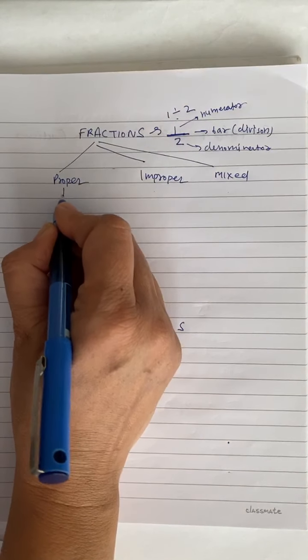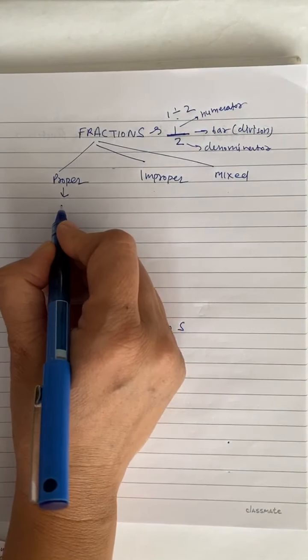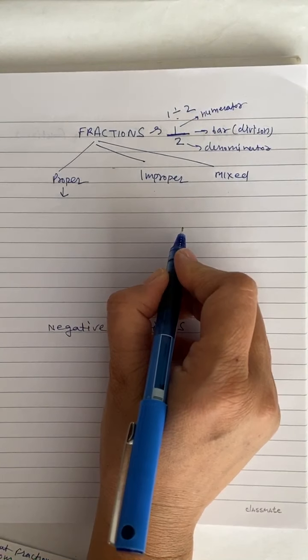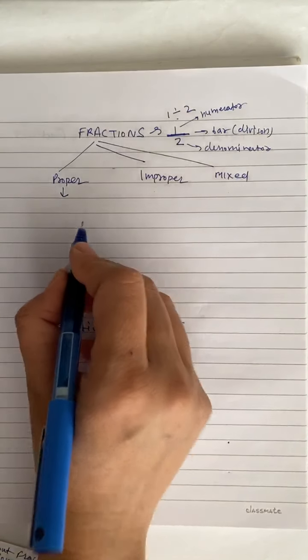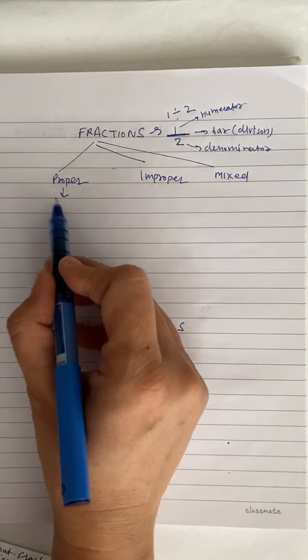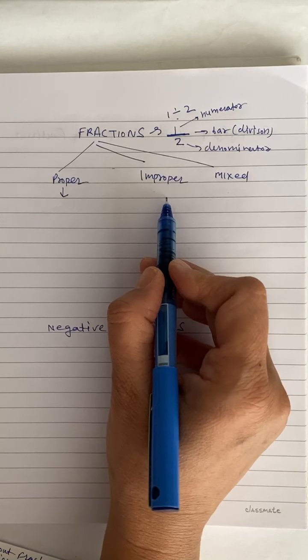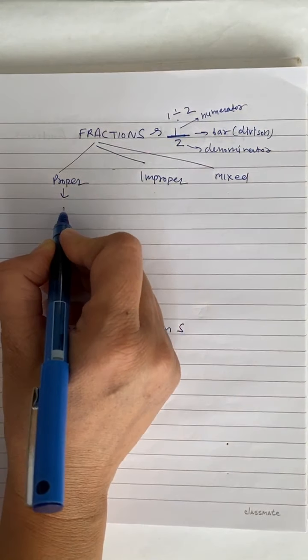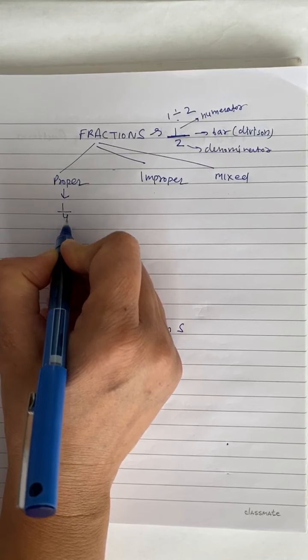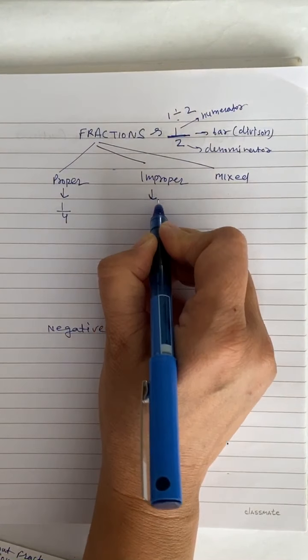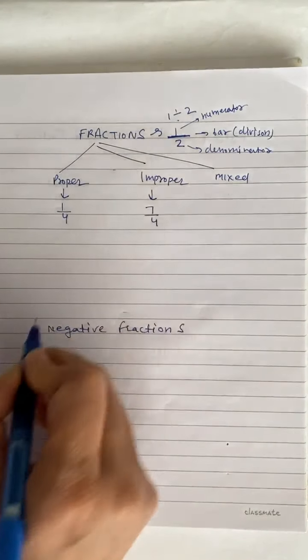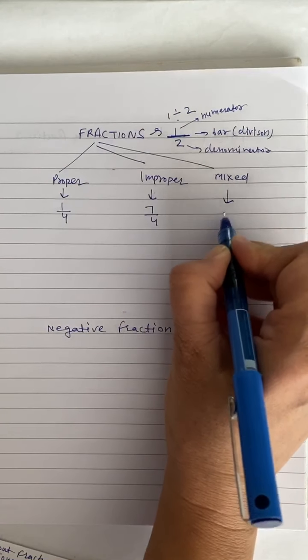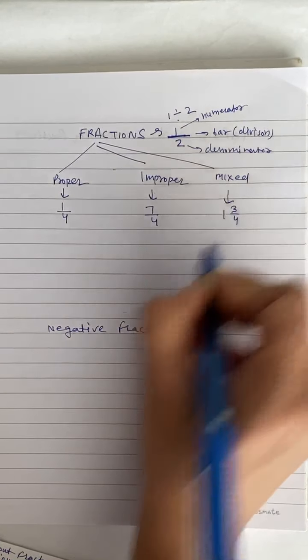I'm going to give examples, and from the examples we can see why this is called proper, why this is improper, and why this is mixed. For a proper fraction, the example will be 1 divided by 4. For an improper fraction, it will be 7 divided by 4. And for a mixed fraction, it's going to be 1 and 3 divided by 4.